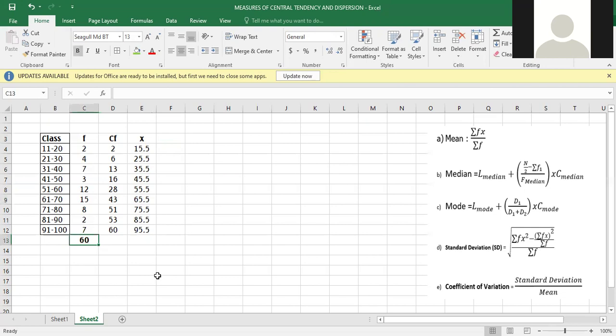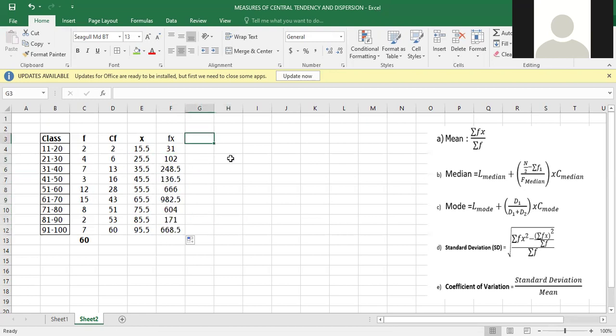So this is your total. And once we've gotten this, we now get our fx. Our fx means f times x. So we now do 2 times 15.5, that will give you 31. Of course, 4 times 25.5. And by the time you do this, you drag down.